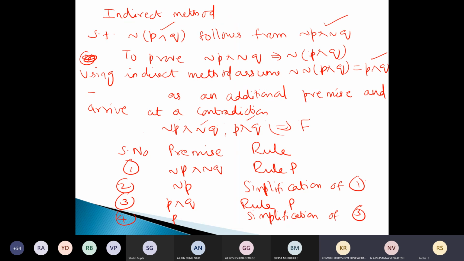Just look into this once again. Your aim is you have to prove not of P and Q follows from not P and not Q. So what I'm doing is I'm considering the negation of this particular statement and adding that as an additional premise. So what is the negation of this statement? P and Q. So this given statement along with P and Q should follow false. I think after this it's very obvious, very easy to prove. Just look into this, we'll go to the next problem.